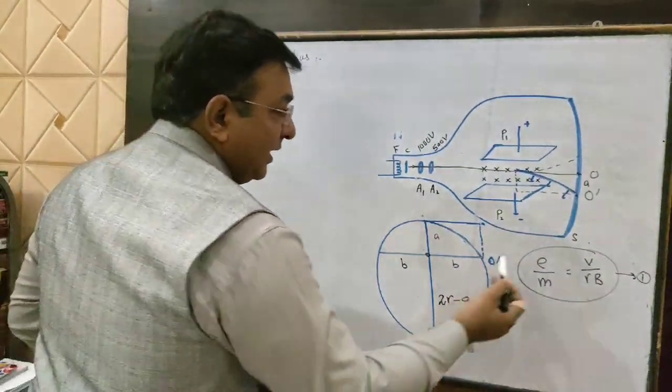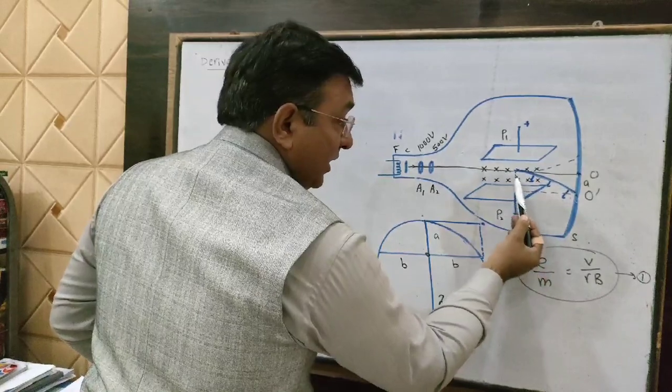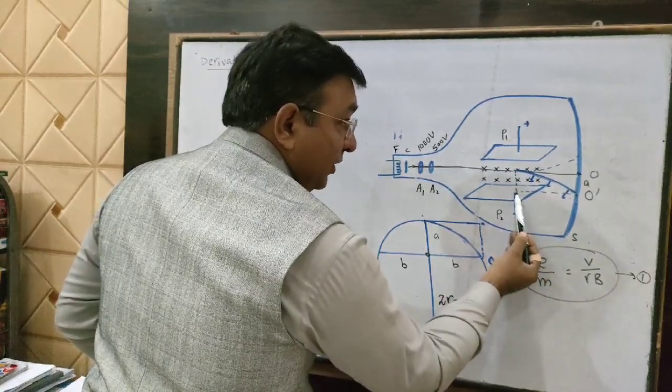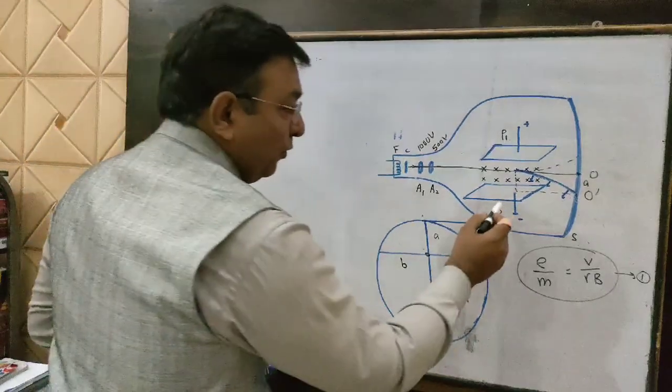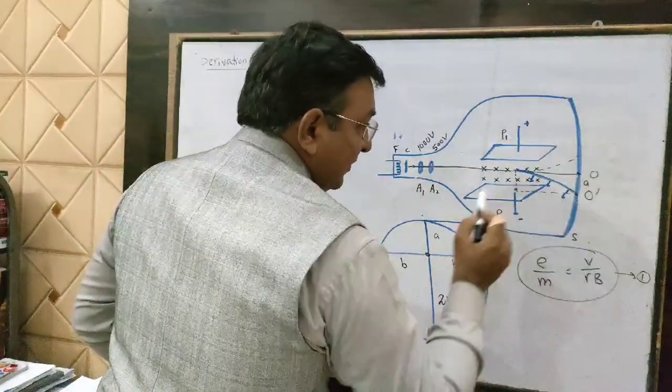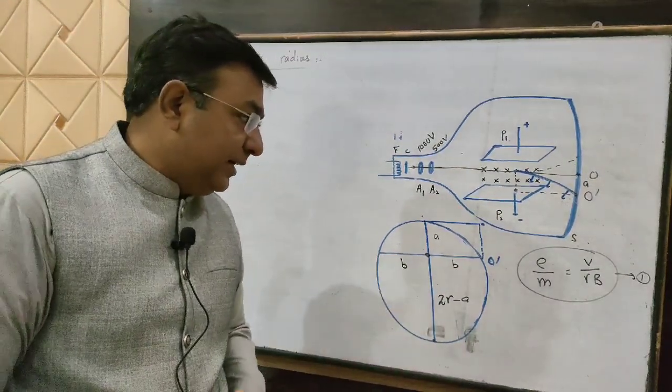इसका मकसद है कि distance between the screen and the point of deflection, जहां से deflection start हुई है, जहां से इस charge पर force experience होना शुरू हुई है, वो उस point से लेकर screen तक जो distance है, उसको हम b के साथ represent कर रहे हैं.